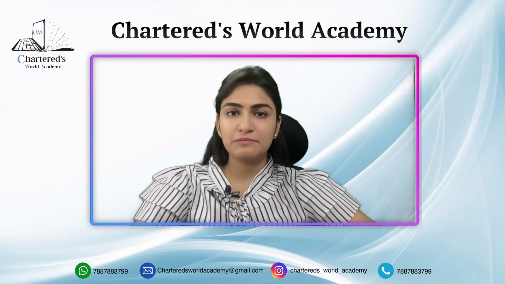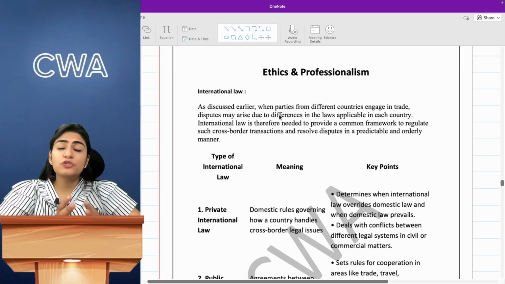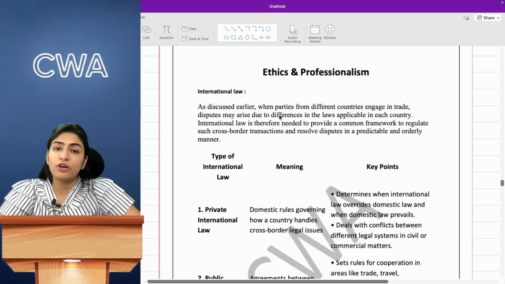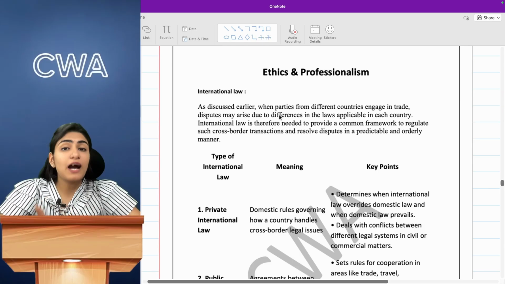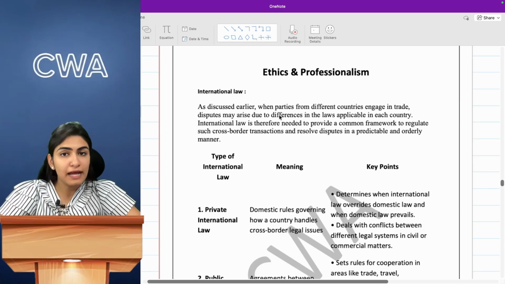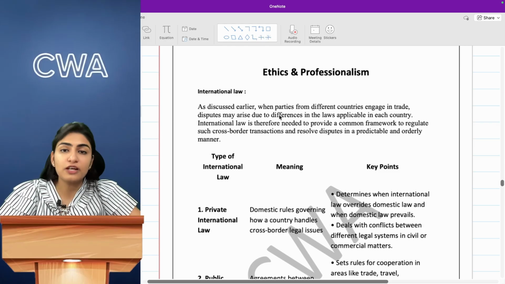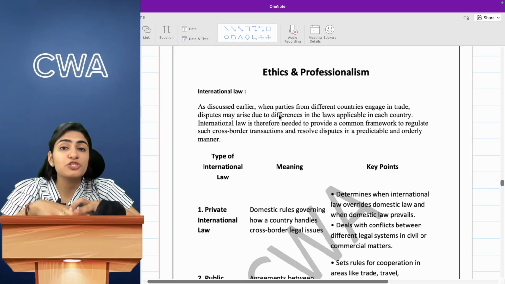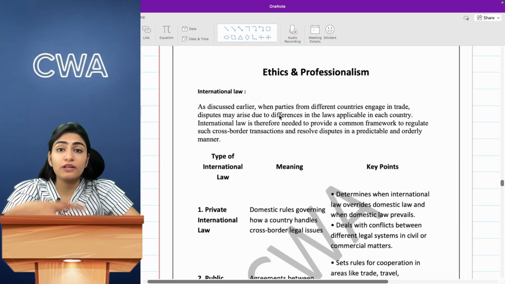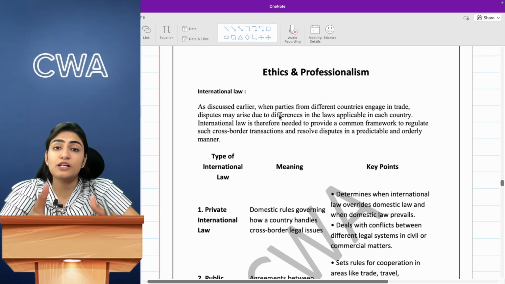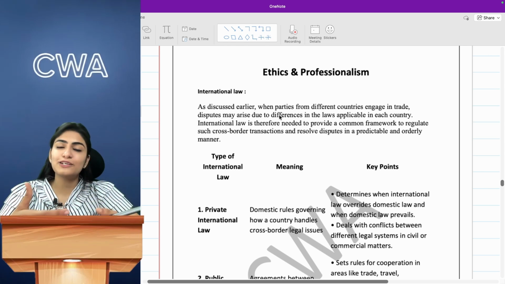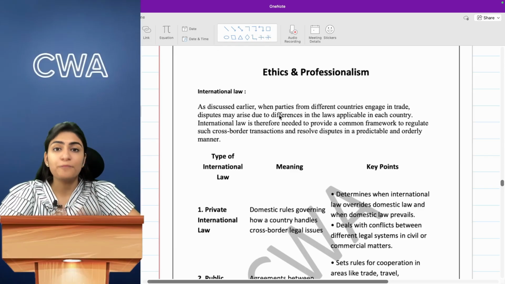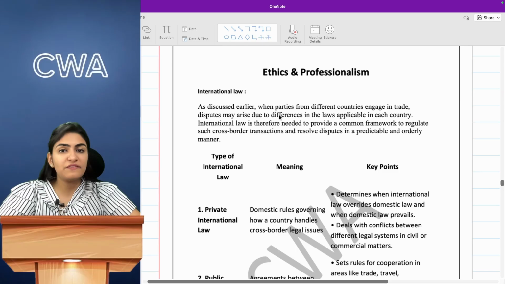So, let's get started. As discussed earlier, when two parties from different countries engage together and get into any contract for doing trade, there are high possibilities that a dispute might happen because there are different legal structures in different countries. To make sure that there is no such dispute happening, or to make sure that there is an orderly resolution to such disputes, international law comes into the picture, and both the parties are supposed to follow that international law. This we have discussed already in our previous lectures.